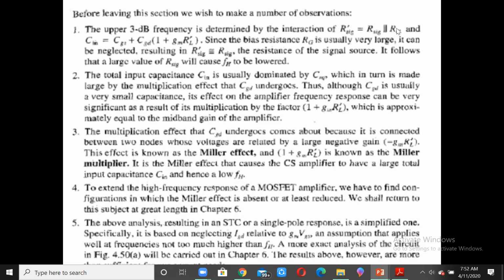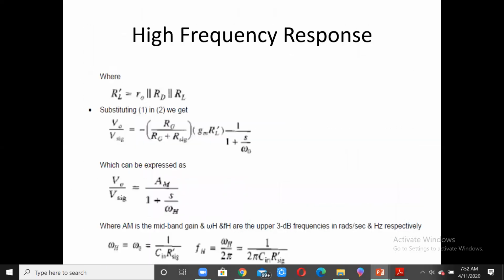Generally, the Rg is very, very large compared to R sig, so R sig dash can be considered almost equal to R sig. And further, because of this reason, we can say that if R sig dash is very large, then the FH will become lowered. So if R sig dash, equal to R sig, is very large, then FH will get lowered. So we don't want FH to be very small. We want FH, the upper 3 dB frequency, to be as large as possible.